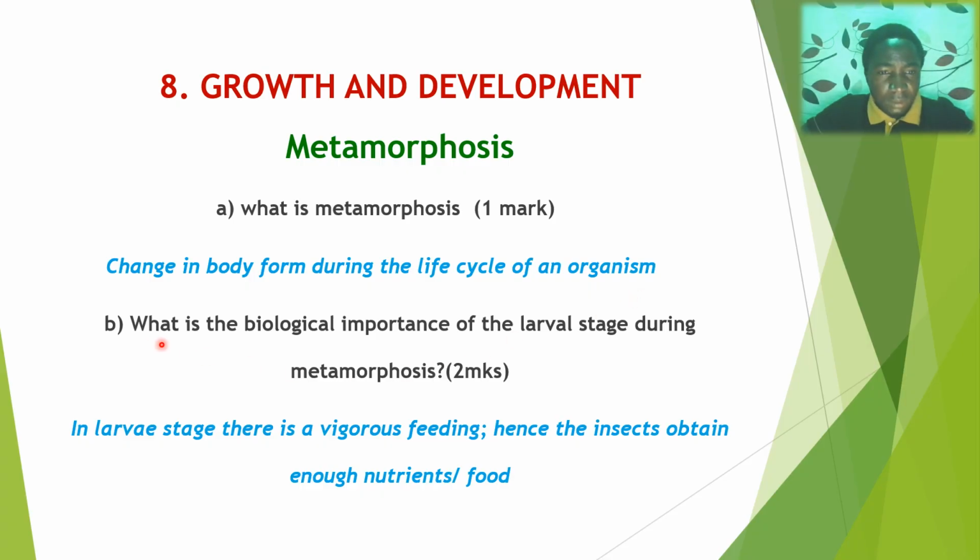Okay. What is the biological importance of the larval stage during metamorphosis? In larva stage, there is a vigorous feeding, hence the insects obtain enough what? Nutrients, or rather food. So it is biologically important because it reduces competition between larvae and adults. Each uses different food resources.